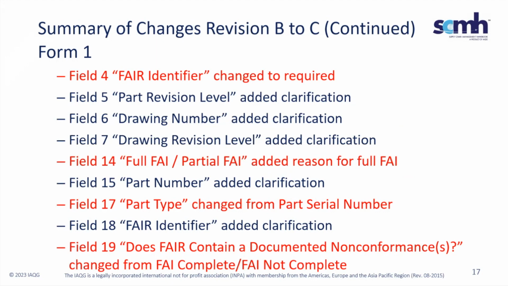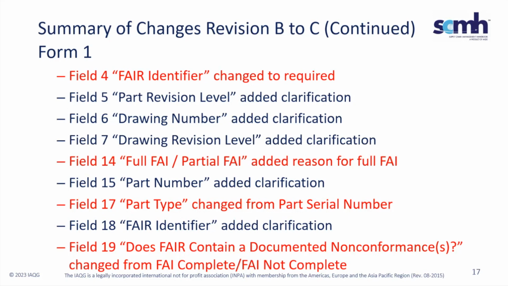Some requirements in Form 1 where sections of the forms were conditionally required have changed. Field 4 for FAIR identifier has been changed from conditionally required to required. The part revision level, there was further clarification added that not all parts have a part revision level. Field 6, the drawing number, clarification was added that there may be more than one drawing, including the parts list.